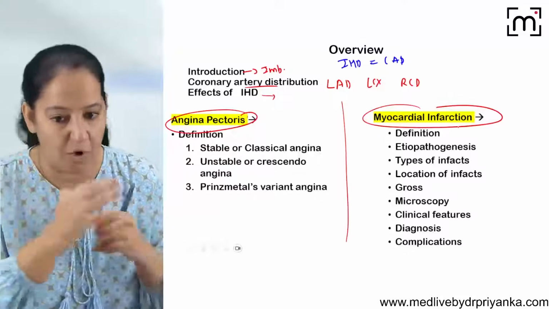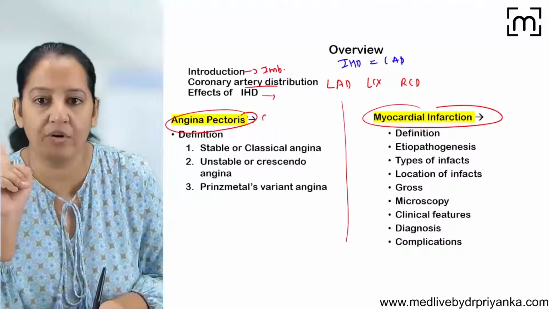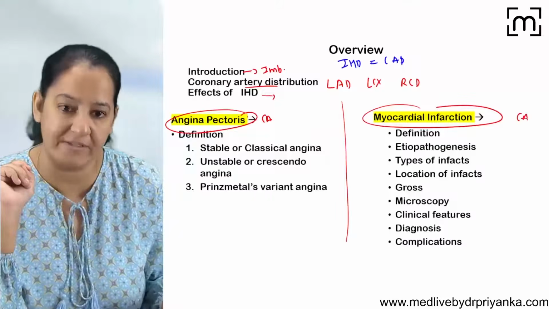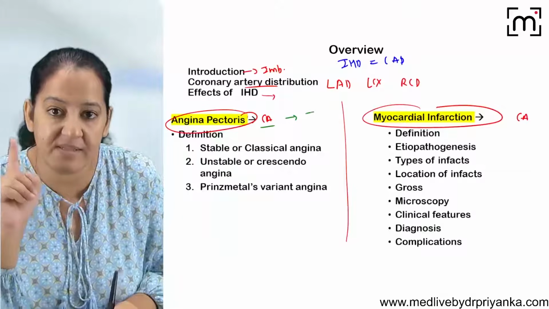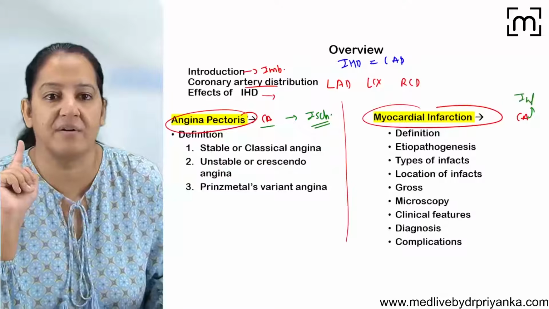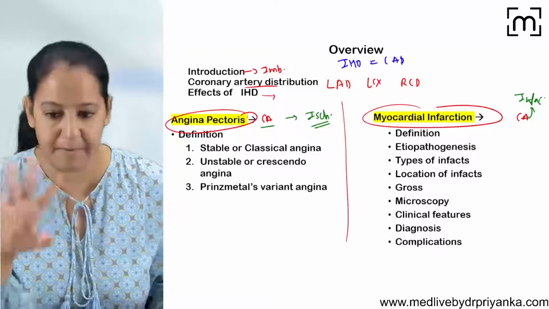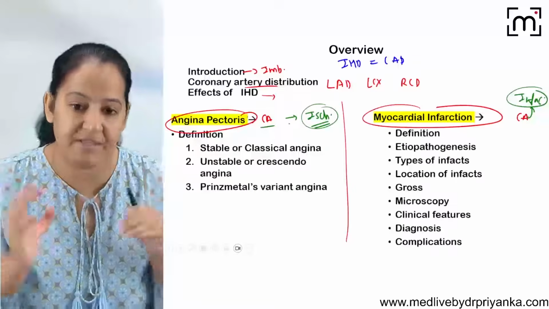In angina and MI, one thing is common: there is imbalance between demand and supply. Here also the coronary artery is obstructed, and here also the coronary artery is obstructed. But here, due to obstruction of the coronary, there is transient ischemia of the left ventricle, and here there is infarction of the left ventricle, which is permanent. Here the muscle is dead. Here the muscle is not dead, only ischemia is there. That is the biggest difference between them.